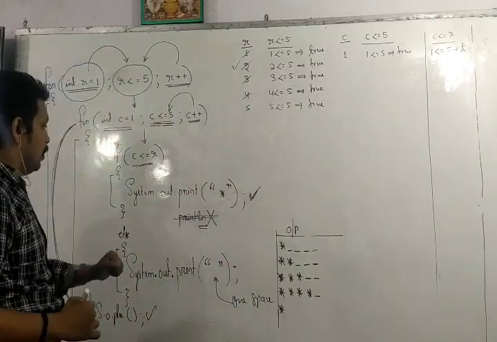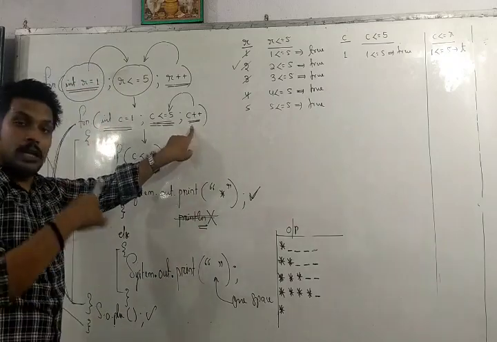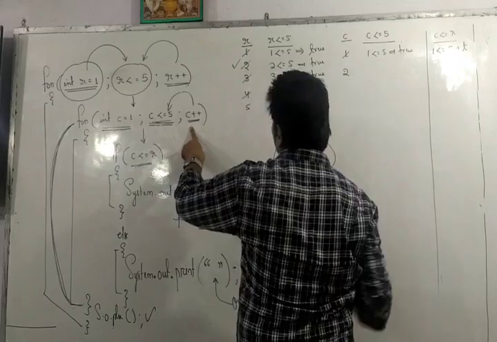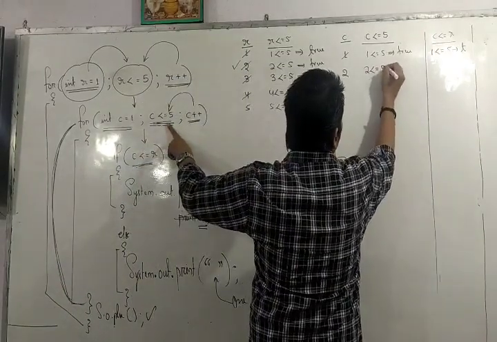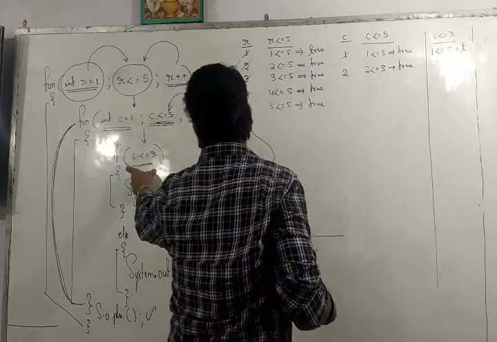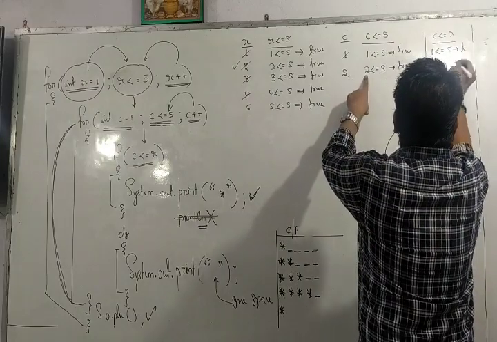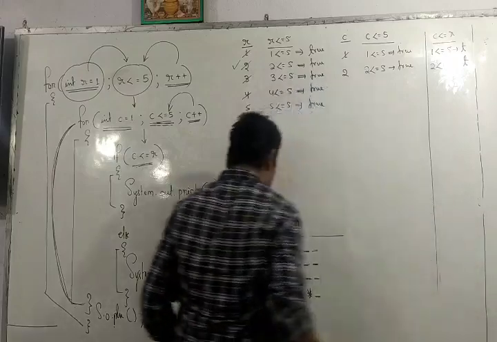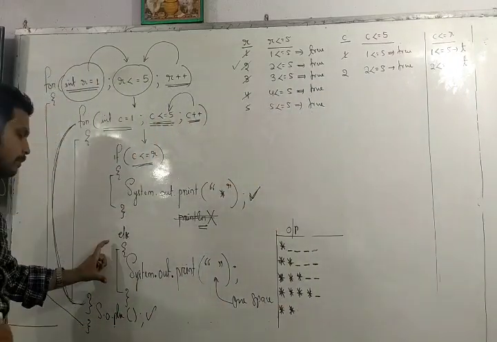Then the else part will be ignored. Then the control will go to the updation expression of inner for loop, C++. What is C++? It is 2. 2 less than equal to 5. The answer is true. If it is true, there is one more checking: C less than equal to R. C means 2. 2 is less than equal to 5. The answer is true. If it is true, then star will be printed. And the else part will be ignored.